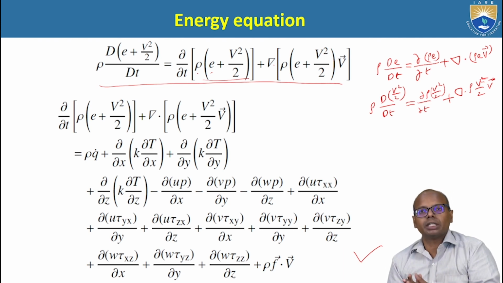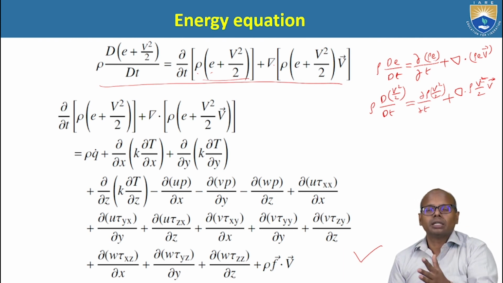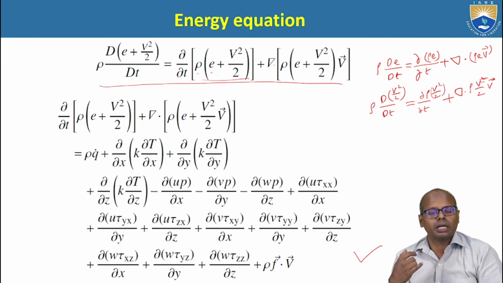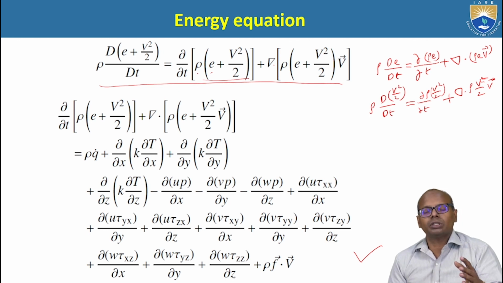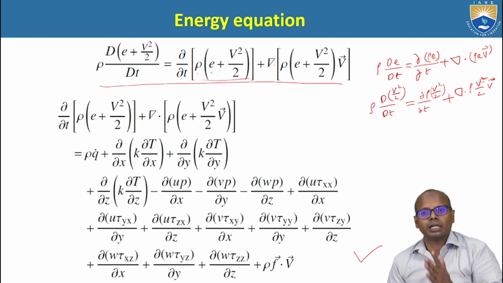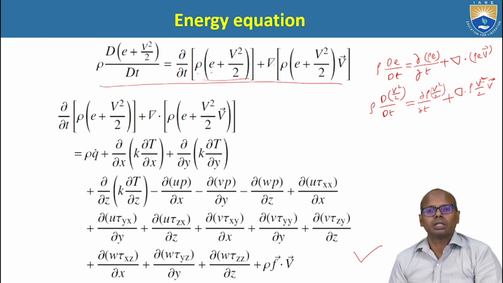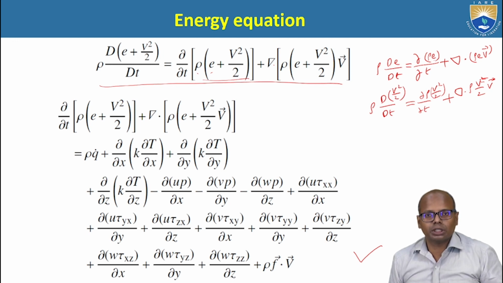So what we did, we split the total energy equation into the kinetic energy equation and the internal energy equation. We found the conservation form for the kinetic energy term and the internal energy term. We added up those two and finally we got the conservation form of the equation for the total energy equation. So this is about the conversion of the non-conservation form of the energy equation to the conservation form of the energy equation.